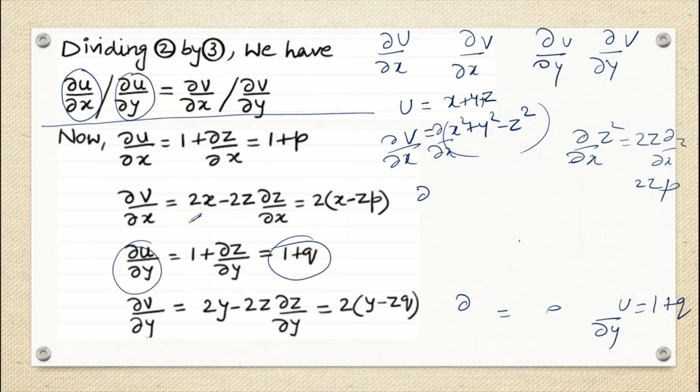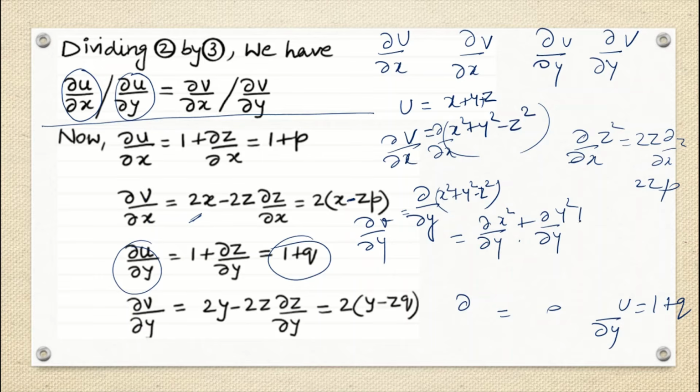Now I have to find del by del y of v. V is x square plus y square minus z square. So if I am finding del by del y of v, the first term is going to be 0. Del by del y of x square is going to be 0. Now del by del y of y square, and then minus del by del y of z square. So this is 0 plus 2 into y, minus del by del y of z square. It is going to be 2 into z into del by del y of z, that is nothing but q. So this is 2zq, minus is there. Fine.